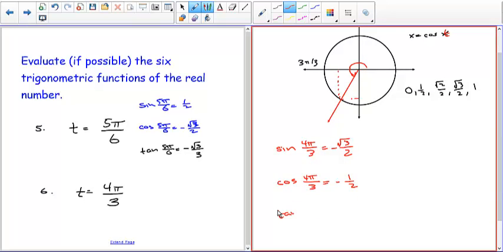Tangent of 4 pi over 3 is y over x. So this is the y, so you get negative the square root of 3 over 2 divided by negative 1/2. Notice the halves cancel out, and the negatives cancel out, so you just get the square root of 3, positive. So the tangent is positive in the third quadrant.